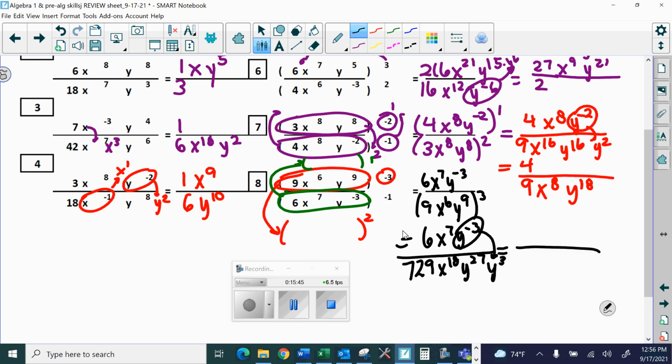6 does not go into it. 3 does go into it, so I divide each by 3. That's 2, 243. Okay, where do I have more x's now? I have more x's in the denominator. How many more do I have? 18 minus 7 is 11. And then how many y's do I have in the denominator? 30. 27 plus 3 is 30. And so there's that answer right there.